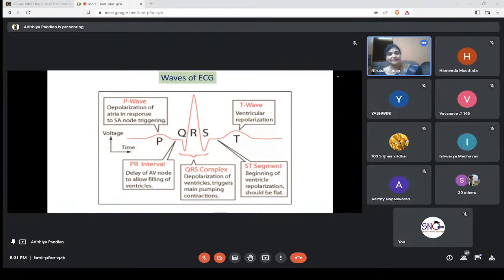What difference do you find in the T wave? What is the peculiarity you can see in the T wave? It is a little bit prolonged. What does it indicate? Depolarization of the ventricle is quicker than the repolarization. Repolarization takes time, so the T wave is prolonged, but the QRS depolarization is shorter. You can see the T wave is a little more prolonged than the QRS duration. The next slide, please.